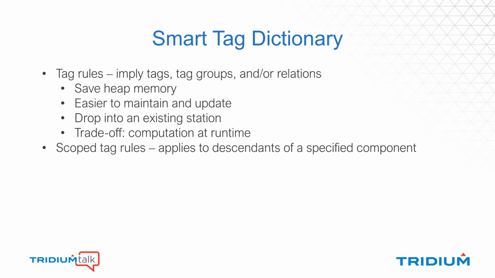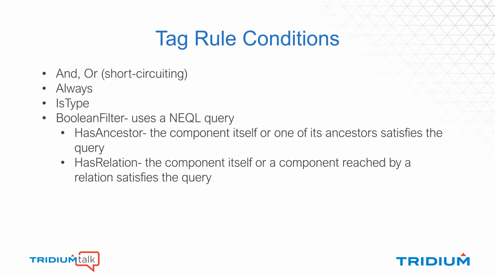more components, and the tag rule will then only apply to descendants of those components. And those are available on the tag dictionary palette. Tag rules are made up of tag rule conditions. We have simple ones like and, or. These are short circuiting conditions. So an and condition will stop evaluating its child conditions when the first condition returns false. The or condition will stop evaluating once it finds the first condition that returns true.